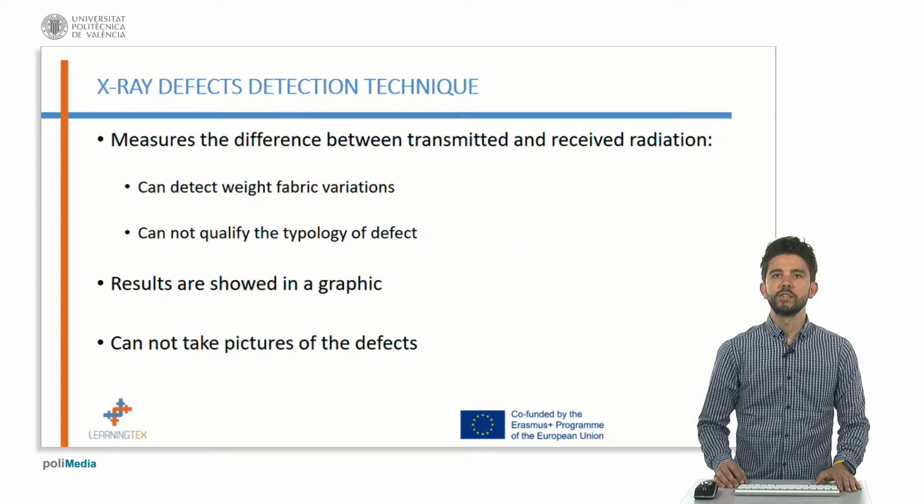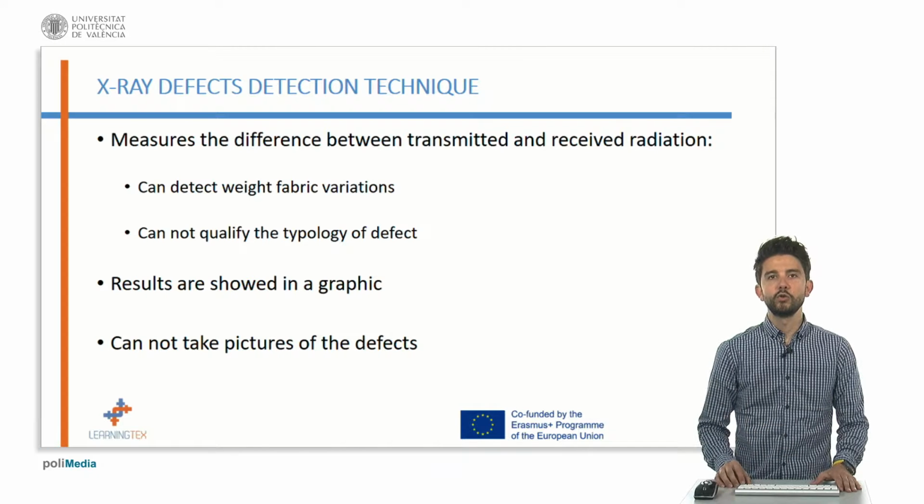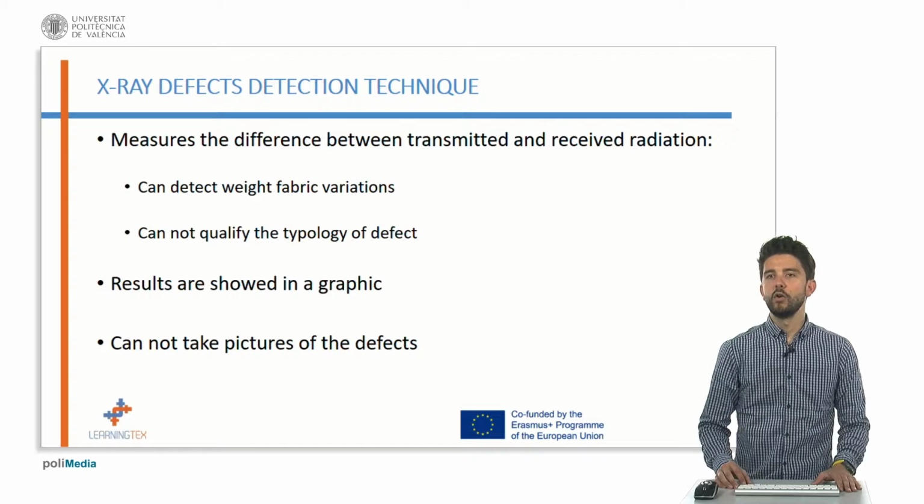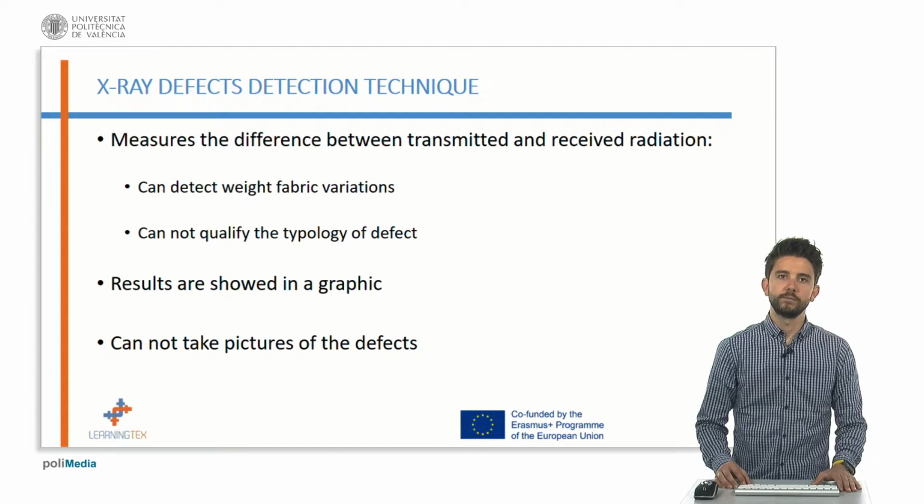The first technique described is the X-ray technique. This technique consists of detecting the difference of radiation emitted and received, and it allows to detect variations in the weight of the fabric. It's not possible to qualify the type of the defect because the technique only detects variation of radiation. The results are shown as graphs.